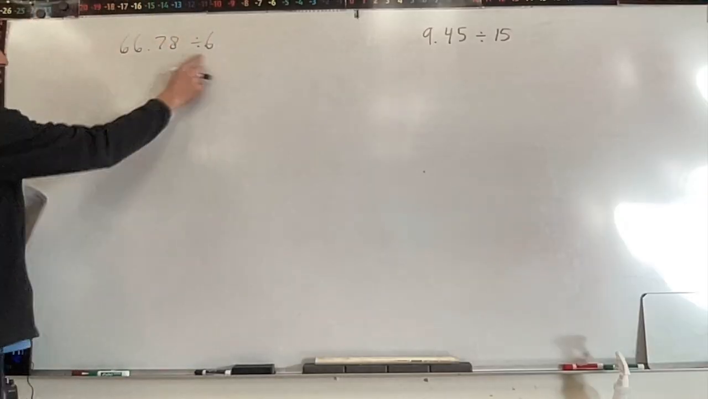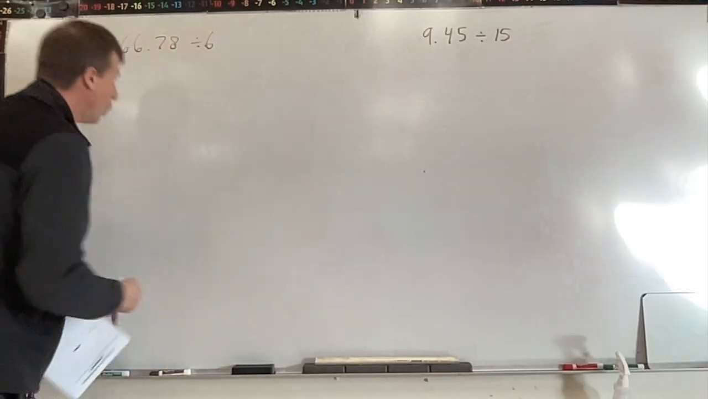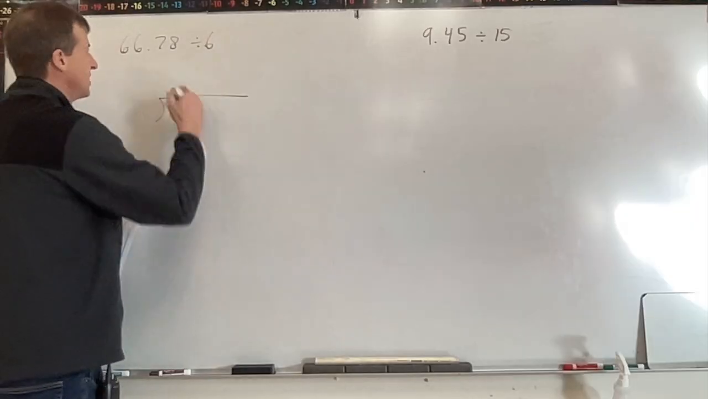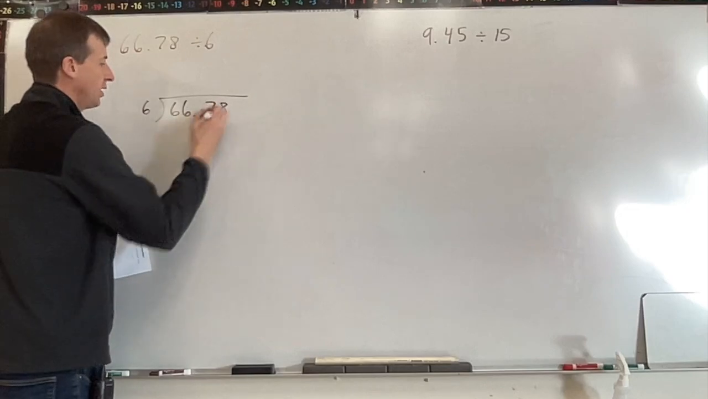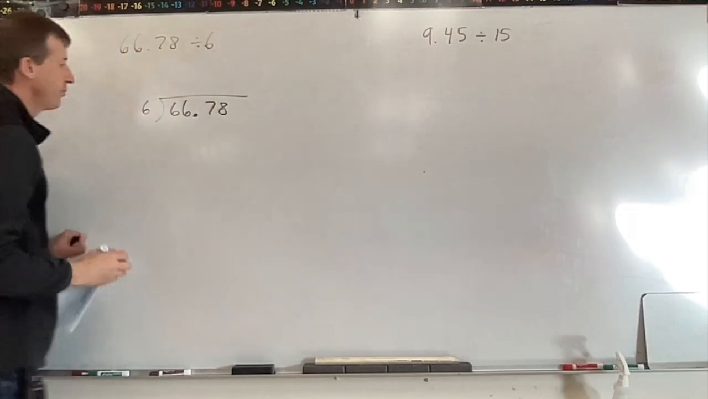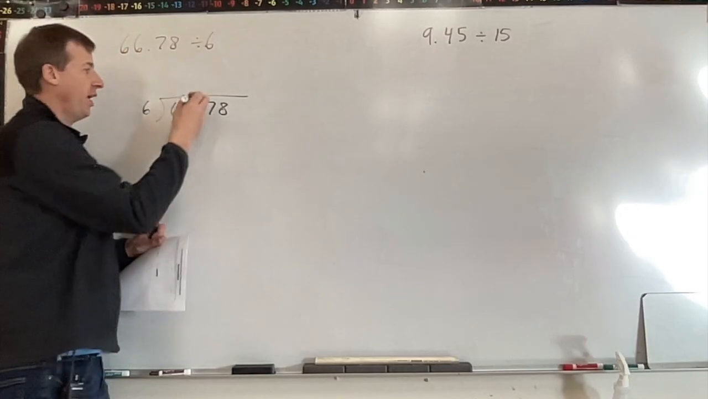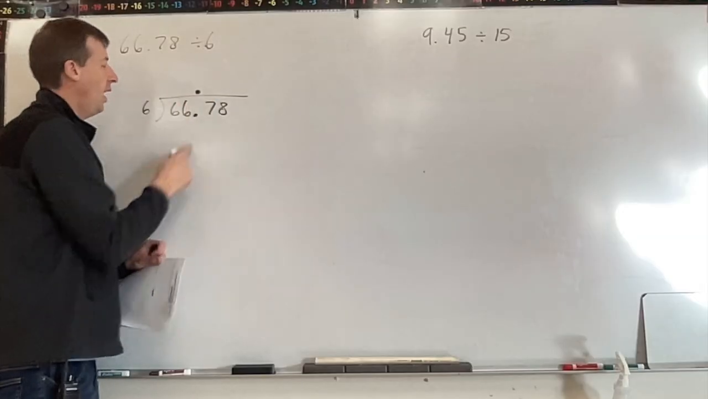All right, 66.78 divided by 6. We are going to write this out. Remember, we're going to flip the divisor and the dividend. I haven't been seeing that in anybody's work this year, which is really good. I'm just going to take this decimal point, I'm just going to write it up above right away, all right?